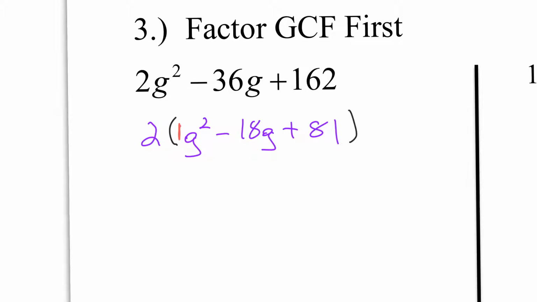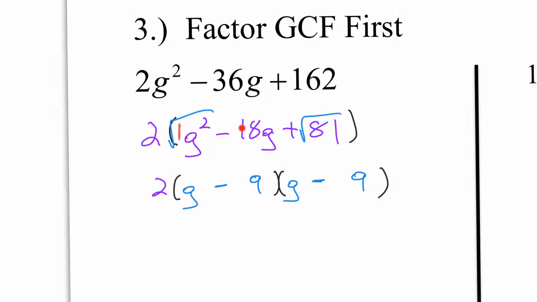So I'm going to factor, sorry, not factor out, I'm going to factor the trinomial. I already factored out the 2. Let me bring down the 2 here so we don't forget that number. But I am going to use the square root of the first term, 1g squared. That's 1g and a 1g. I'm going to take the square root of 81. That's a 9 and a 9. And I'm going to put a minus for both binomials because we have a minus in the middle of the trinomial. There's the minus 18g.